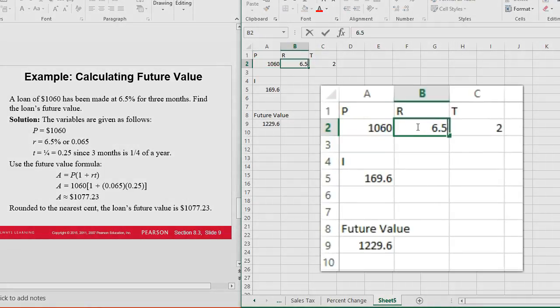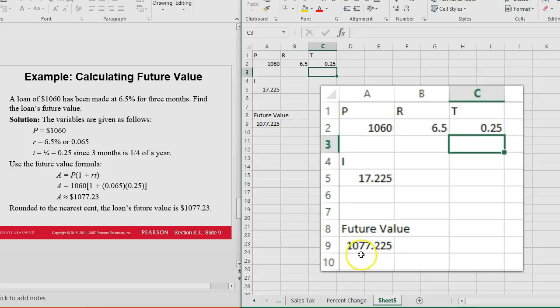6.5% interest, for 3 months. 3 months is a quarter of a year, so 1/4 or 0.25. There's the future value, 1077.23. It's not rounded. Again, you could do what we did in that last video.